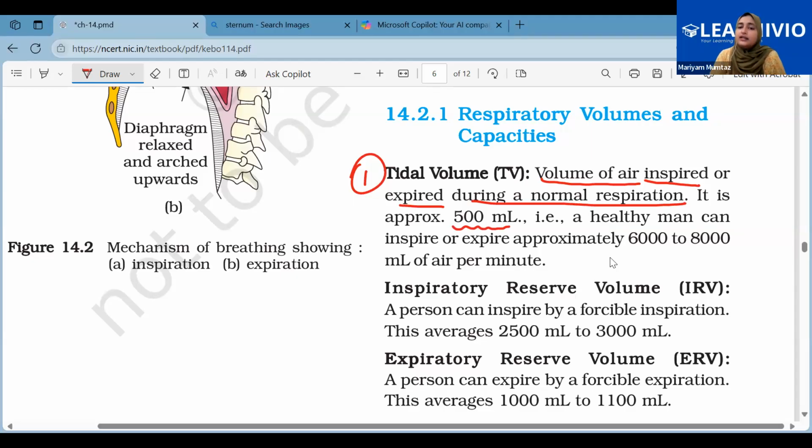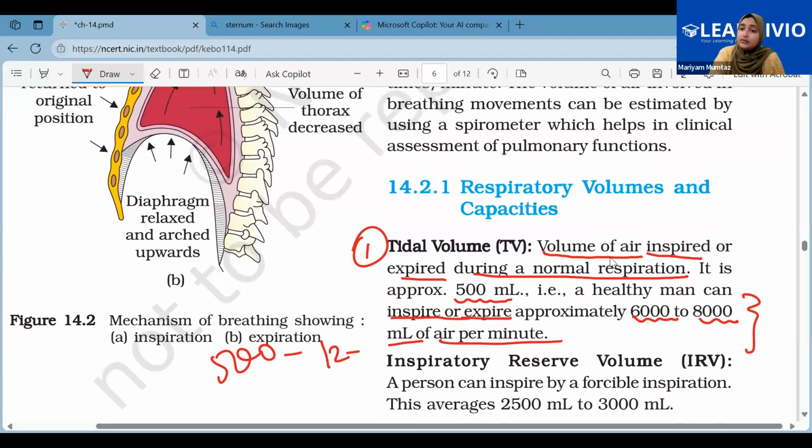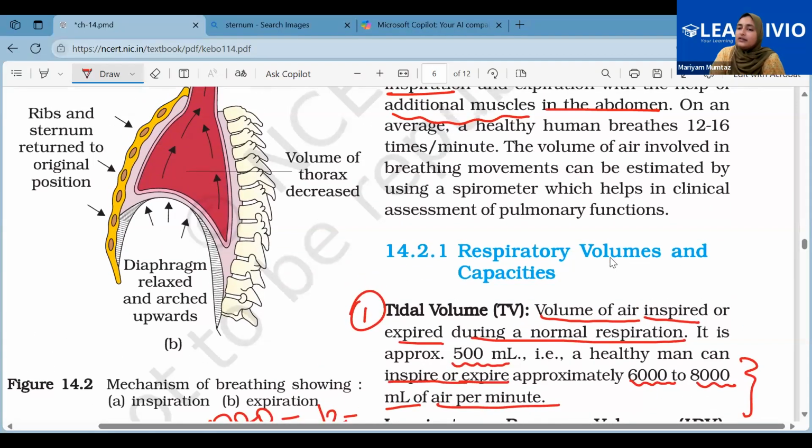Meaning a healthy man can inspire or expire approximately 6,000 to 8,000 milliliters of air per minute. How did we find it out? We multiplied 500 by 12, the per minute breathing rate. If you multiply it with 16, you have the range. Clear?